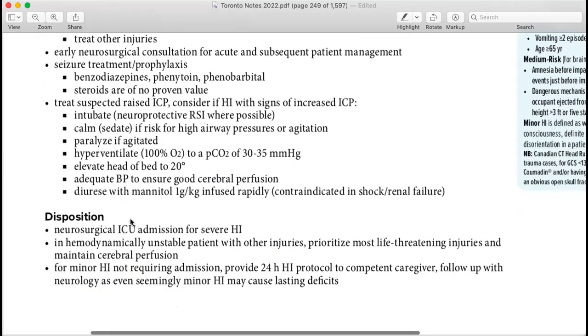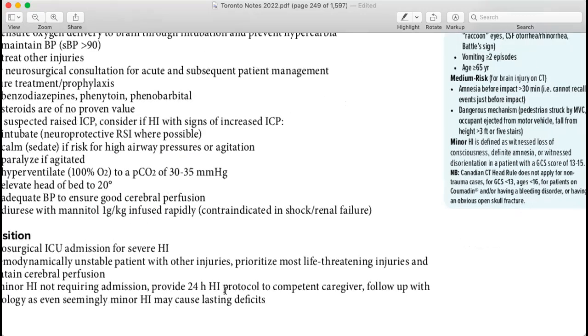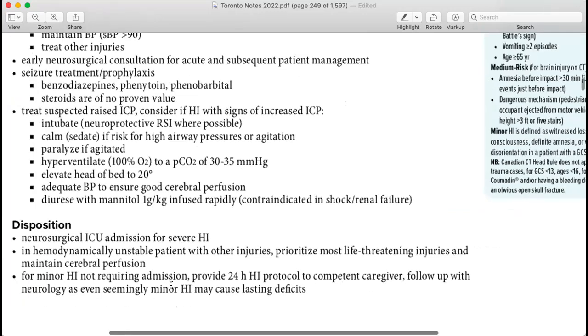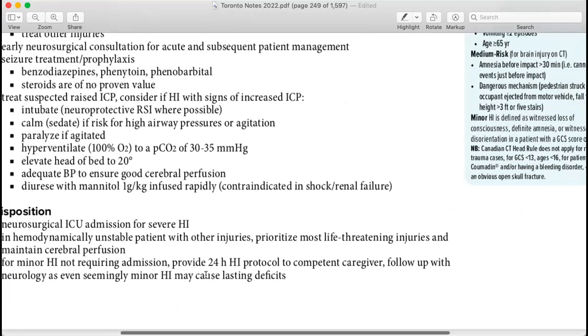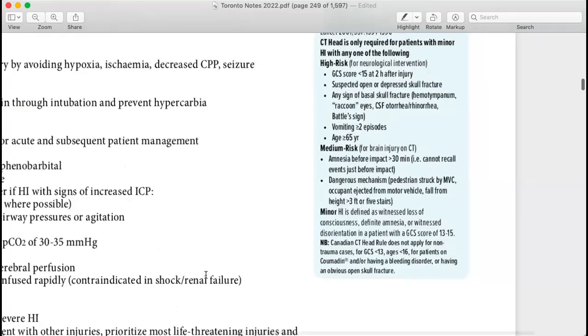Then disposition: neurological ICU admission if hemodynamically unstable, but for minor HIE, admission is not required. Provide the 24-hour protocol to a competent caregiver, as I told you, follow up with neurology, and restrict the patient from activities like playing for the week.